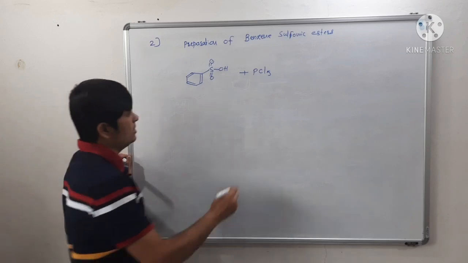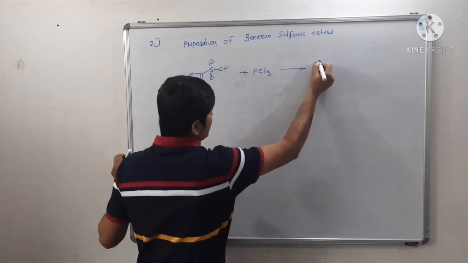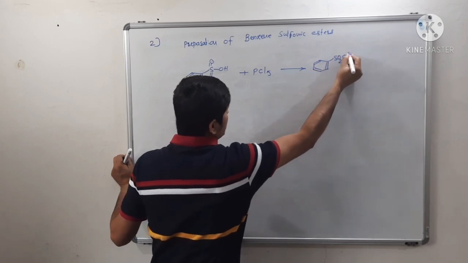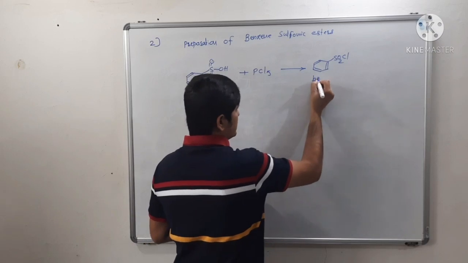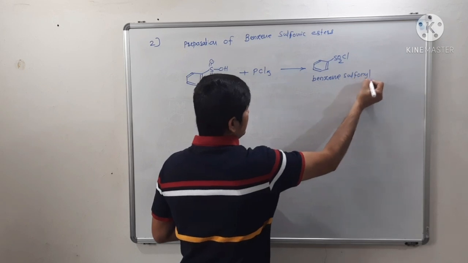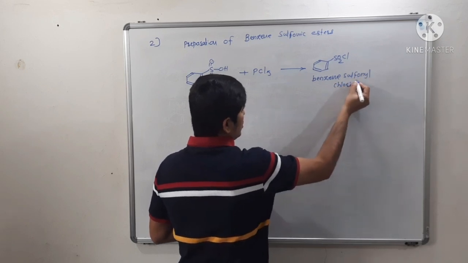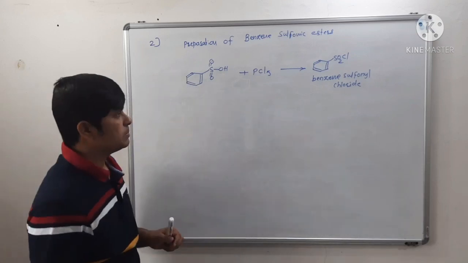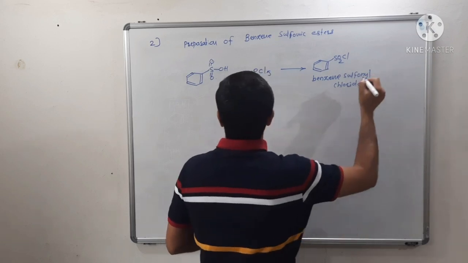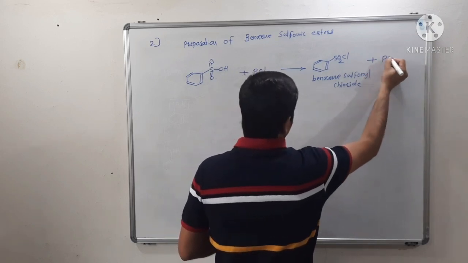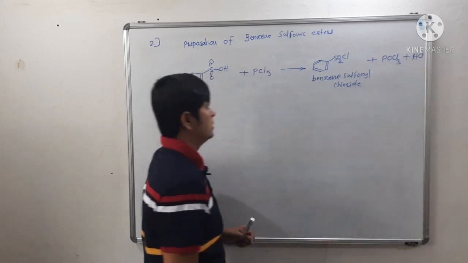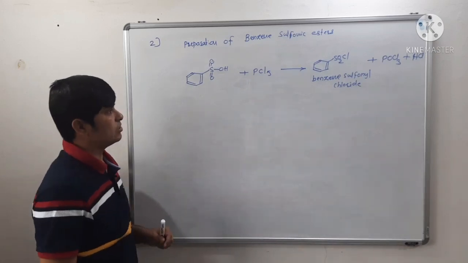Phosphorus pentachloride. So what will we get? We will get benzene sulfonyl chloride. Okay, this is what we will get. Now this benzene sulfonyl chloride, this is what we will get here. The byproducts will be what? POCl3 and hydrochloric acid.